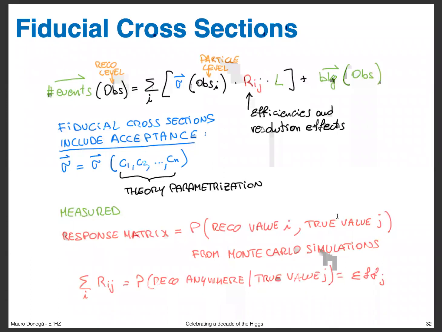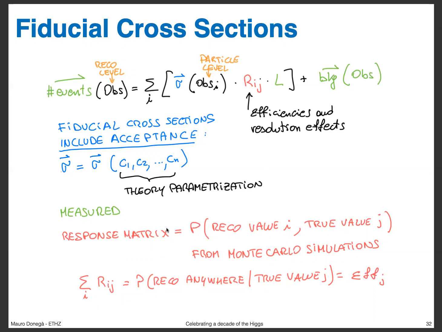So again, what does a fiducial cross-section look like? Back to our formula. The number of events binned at RECO level is the usual sum over all production processes of luminosity times cross-section. In this cross-section, we also include the acceptance. And then you have this matrix here that is, in a sense, the bridge between the truth world and the reconstructed world. It's called the response matrix, and it contains all the efficiencies and resolution effects.